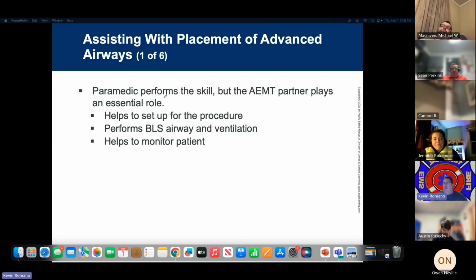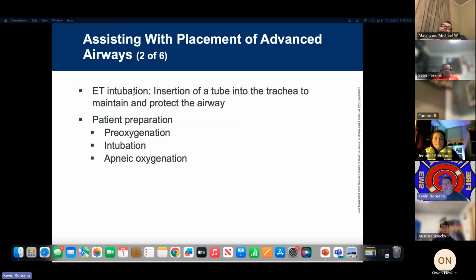Let's see. Assisting with placement of advanced airways. The paramedic performs the skill, but the AMT partner plays an essential role. Helps set up for the procedure, performs BLS airway and ventilation, helps monitor the patient. As far as advanced airway goes, not paraglottic, but supraglottic airways. As an advanced EMT, you have those iGels. LMAs are still part of it, but no one really carries them anymore. And King Airways. If you're a New Hampshire EMT, you have that already at the EMT level. You should already be trained in them. ET intubation. This is a paramedic skill.